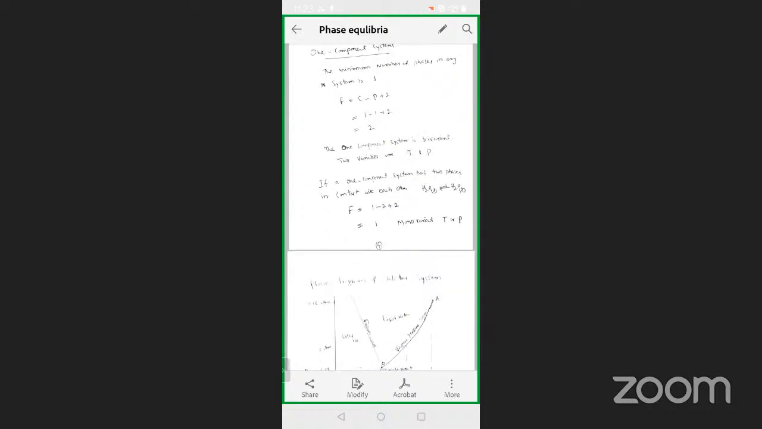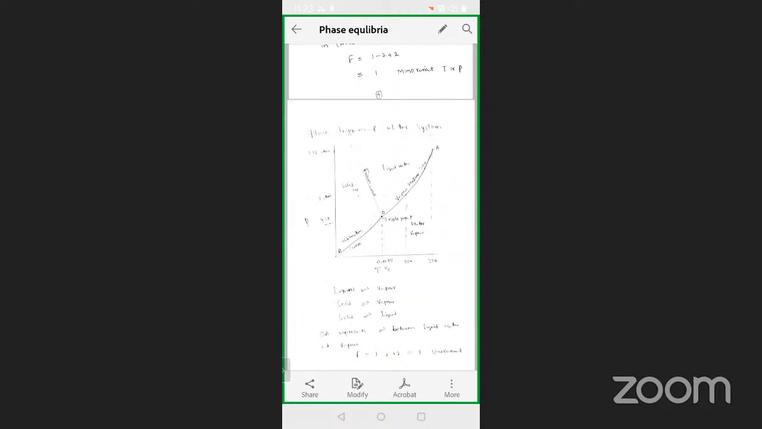Is the diagram visible, is it clear? Yes, sir. Yes, sir.